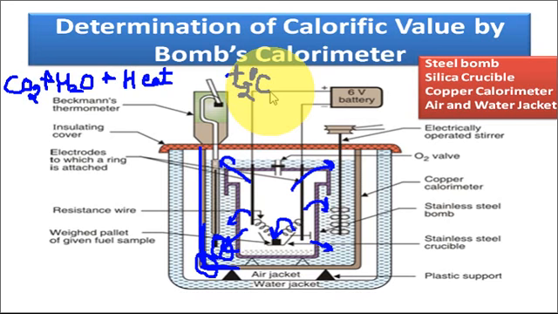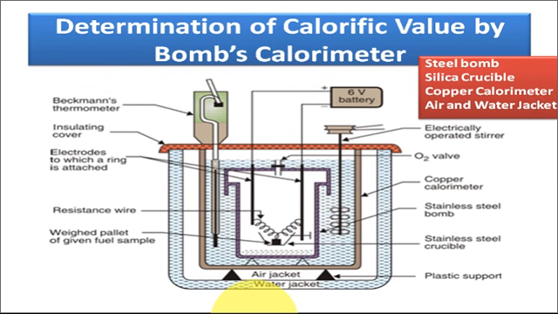Clear? So once again I will briefly go over the procedure. First we start the supply of the oxygen valve. A known amount of fuel sample is taken into the silica crucible, and a known amount of water is filled in the copper calorimeter.